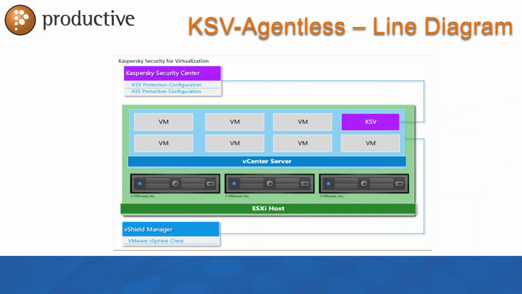So this next slide just shows a diagram of the vCenter setup, where each VM has basically nothing installed on it. We just put our appliance, that says KSV there, in the middle, and that's the computer that talks to our Security Center server and sends the information back to that server about what's happening in the VM environment. It receives its updates from the central server, and all of its instructions, its configuration, its scan tasks, and the virus definitions are just delivered to that SVM. And then through the vShield Manager and the vShield infrastructure, we access the files.